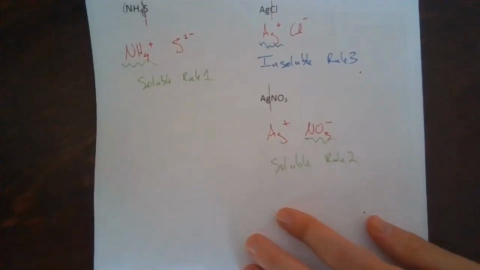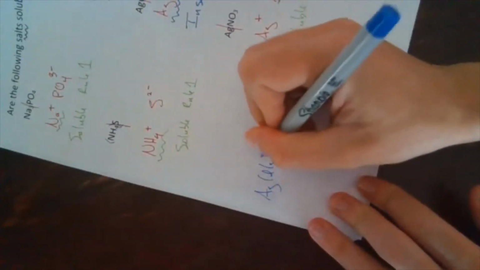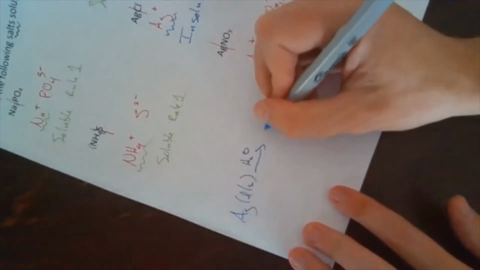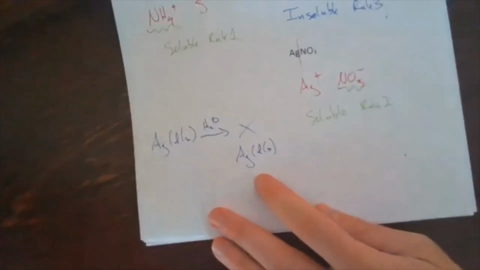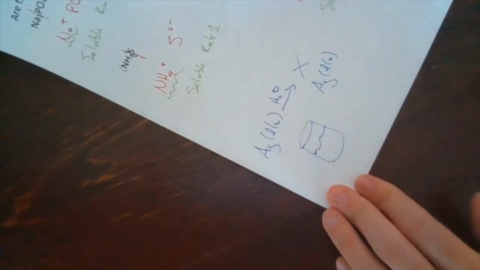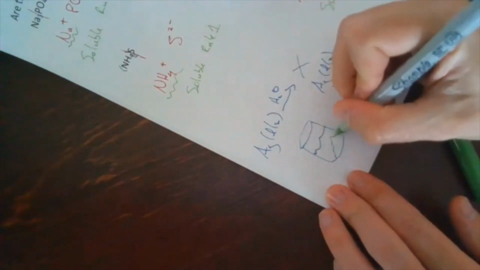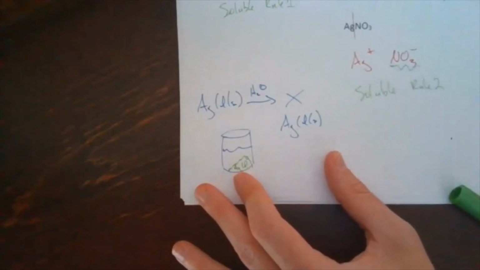So, if we were to write out silver chloride solid dissolves in water, there's just nothing that happens. We make silver chloride solid, which isn't a process. It just doesn't change. And so, in your beaker, you have your liquid, you add it in, and there would just be a little pile of silver chloride. It does not dissolve, it just stays solid.